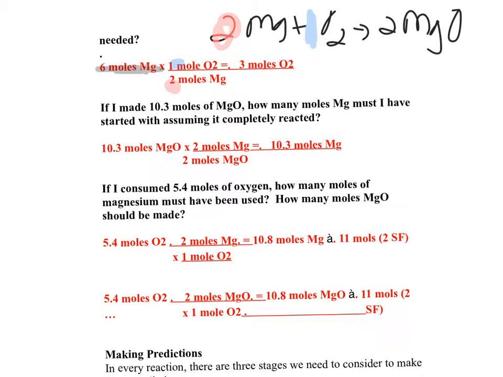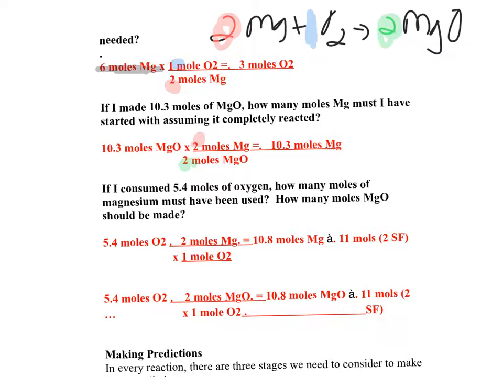Now I can also give you a product. In this case we have 10.3 moles of MgO. We're looking for Mg, which again was a red number, and it's 2. But this time we're also using MgO, and its coefficient was 2. So this is a 2 to 2 ratio. We know if you get 2 for every 2, they're equal. So the answer here would be 10.3 moles of Mg.